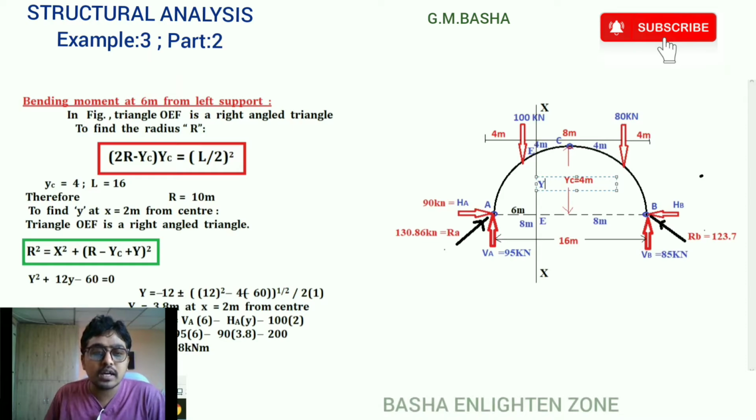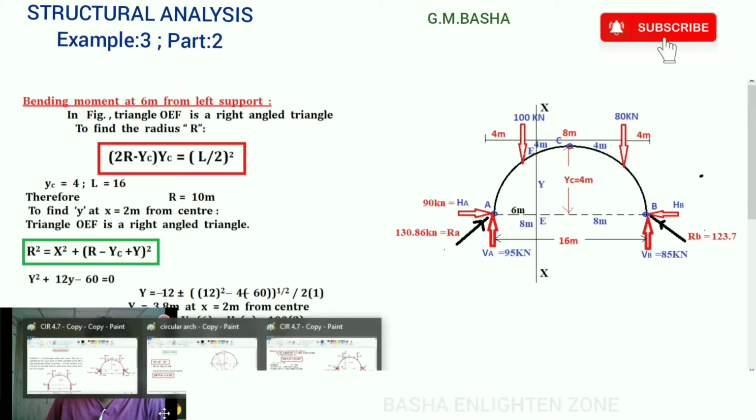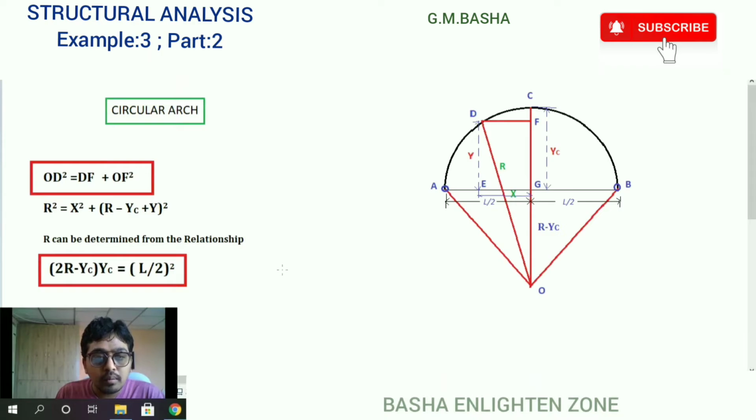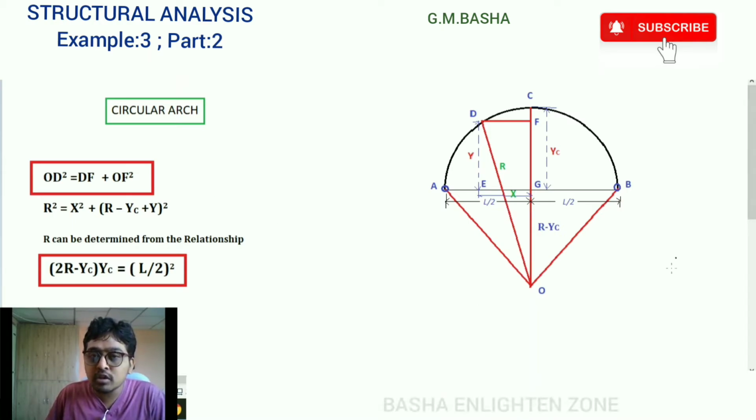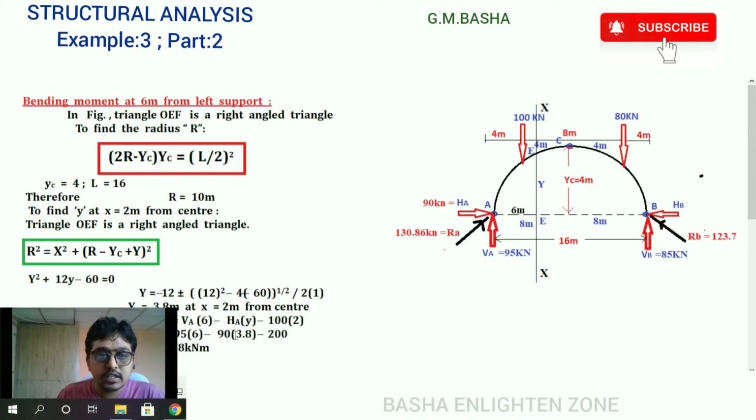But for the circular arches, there will be two relationships for finding that y value. Already in the last lecture, that is in example 3 part 1, I clearly explained, based on this diagrammatic representation of the circular arch, how these formulas are obtained. So please watch that entire video, then only you will get clear information about these relationships. See here, these are the two relationships.